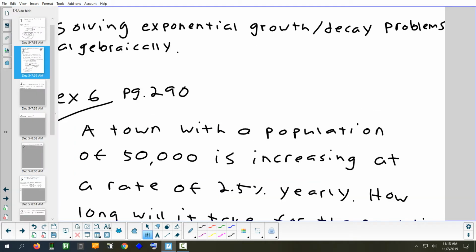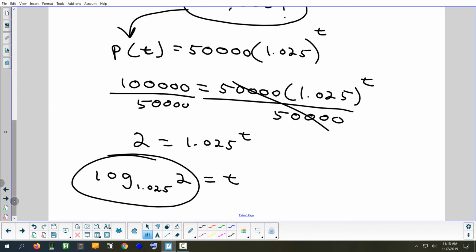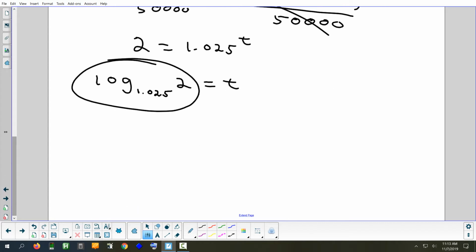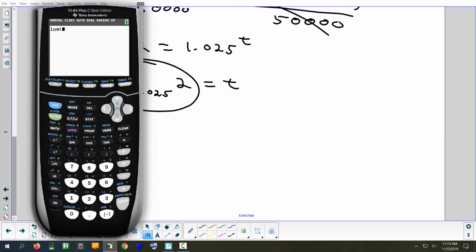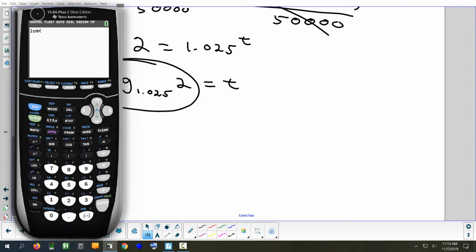Let's see what we get. Let's do this out. I think the answer in the notes was like 28.07 or 08, something like that, because I just looked back at it before class. So take the log of the argument and divide by the log of the base, 1.025. And yes, that is what you're supposed to get.